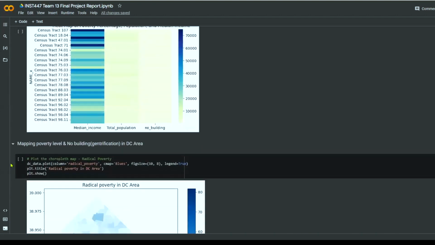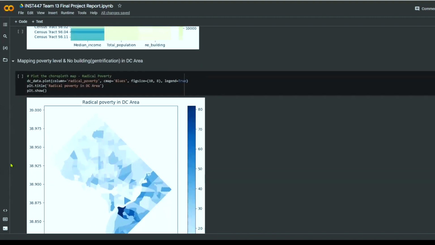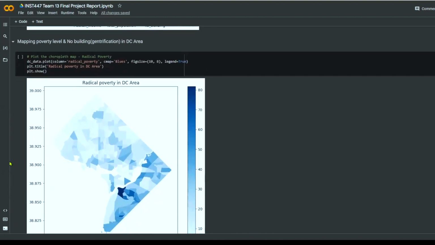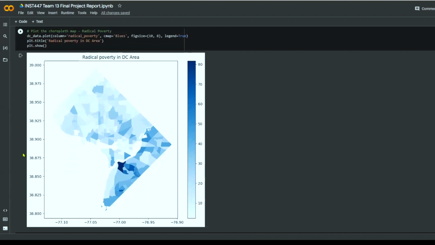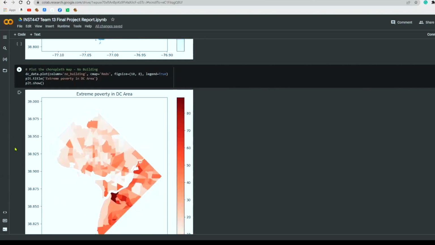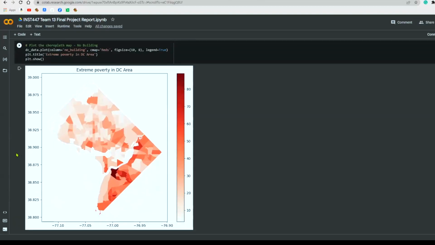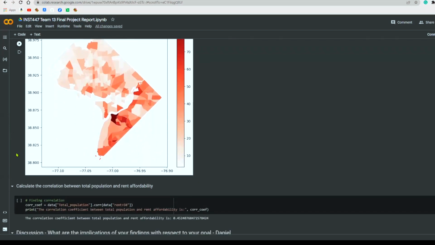At the same time, we also created a heat map using the DC shapefile, which got the shape of the DC area. What it shows is that the south side of DC is where poverty is highest and we should avoid building. And you can see it in both places, so south side.